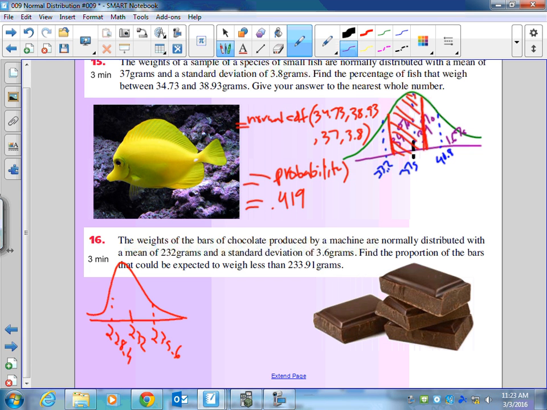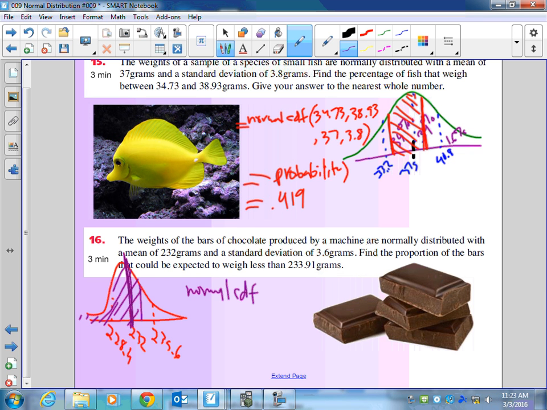And so you're looking for weighing less than 233. So here's 233, and it's all of this. Well, we know it's going to be greater than what? What is it from negative infinity to 232? What's that going to be? That's 0.5. So we know it's going to be a little more than 0.5, maybe 0.6, maybe 0.7. We'll see.